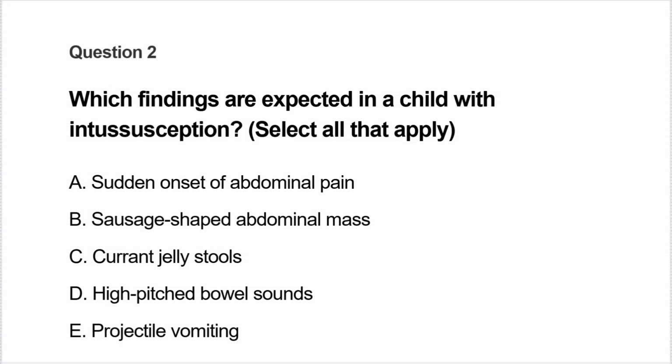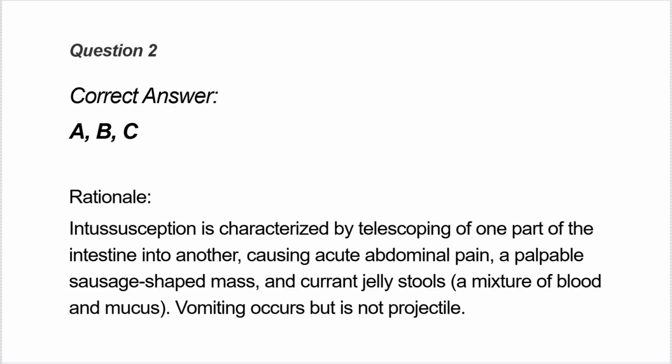Question 2. Which findings are expected in a child with intussusception? Select all that apply. A. Sudden onset of abdominal pain. B. Sausage-shaped abdominal mass. C. Currant jelly stools. D. High-pitched bowel sounds. E. Projectile vomiting. Correct answers A, B, C.